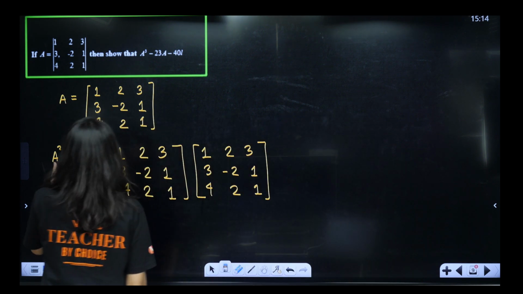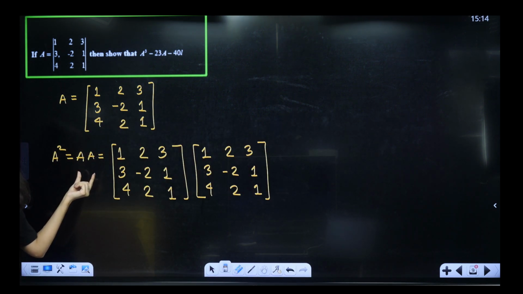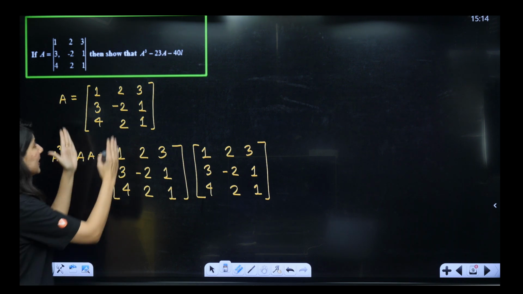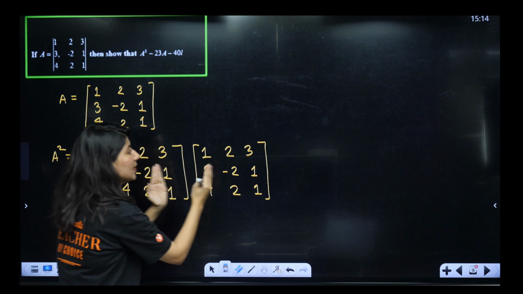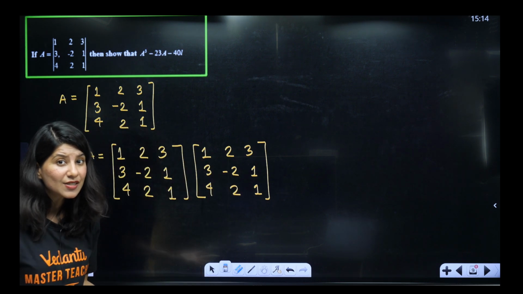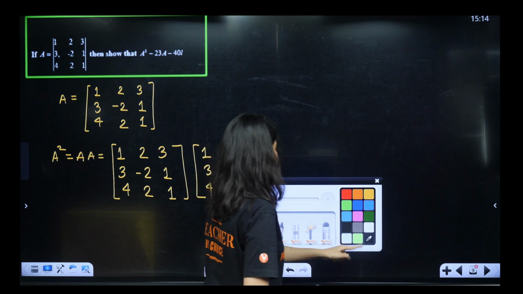Okay. So A square, this is your A. A square will be A multiply A. Right? So I'll be writing the same A twice. This is also A, this is also A. If I multiply these two matrices, I will get A square. Right? So let's start multiplying.